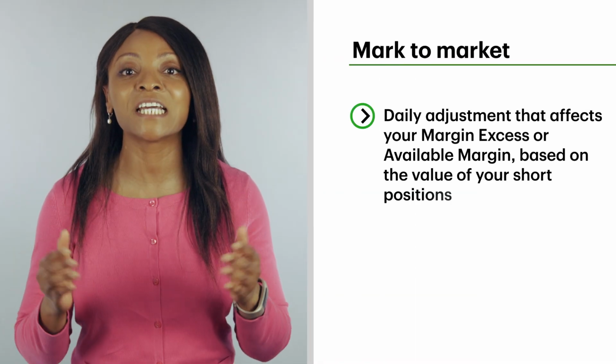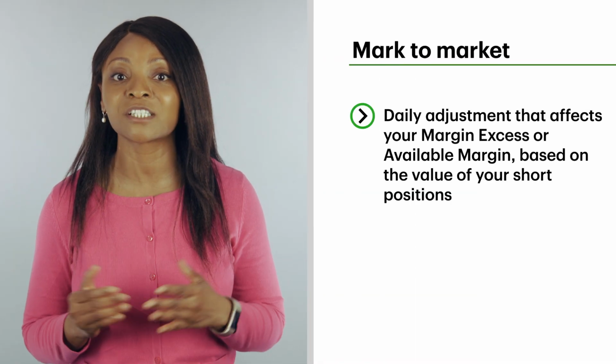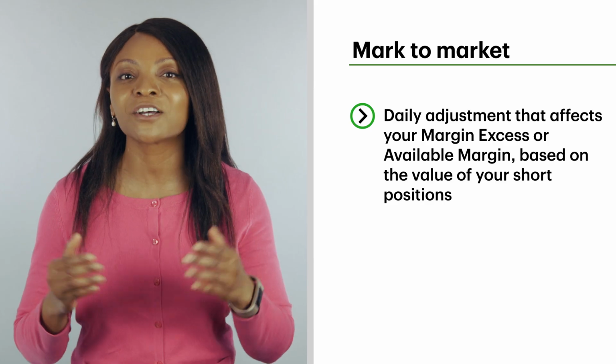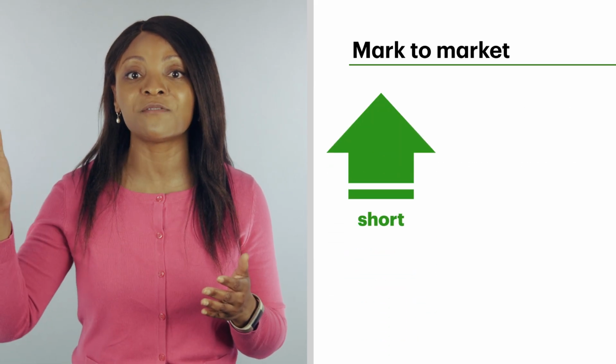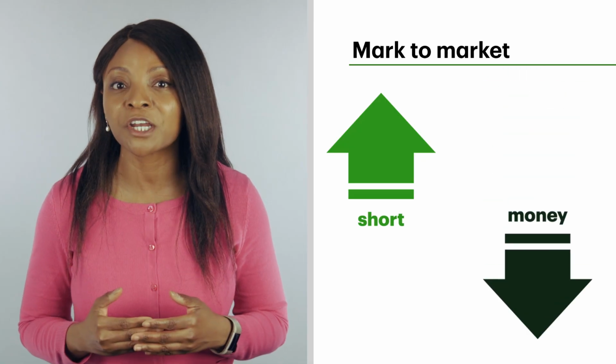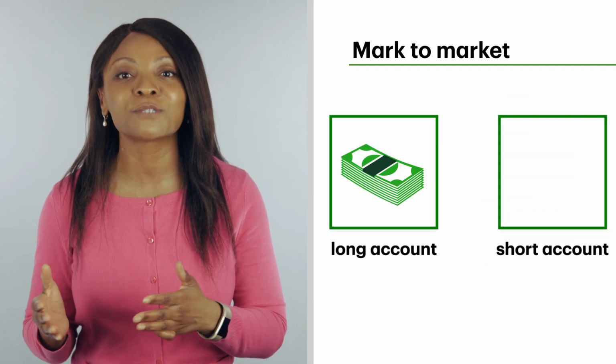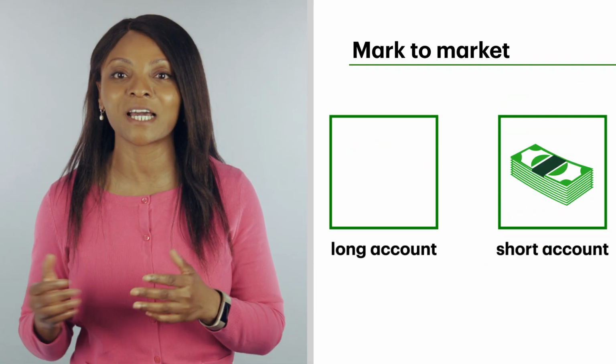Now let's see what happens to your margin if the stock price on your short position changes. To explain this, we're going to introduce a new term called mark-to-market. Mark-to-market is a daily adjustment that affects your margin excess or available margin based on the value of your short positions. If your short positions move up in value, meaning you're losing money on your trade, then the cash is moved from your long account to your short account.